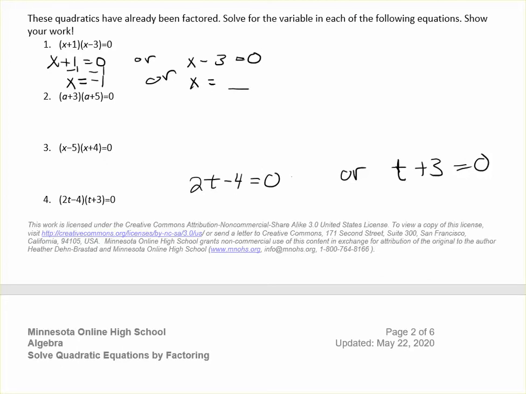Okay, so we have 2t minus 4 equals 0. Just think, I want to get t by itself. I have a minus 4. The opposite of subtracting 4 would be to add 4. So your first step is to undo the subtraction, or in some cases the addition.